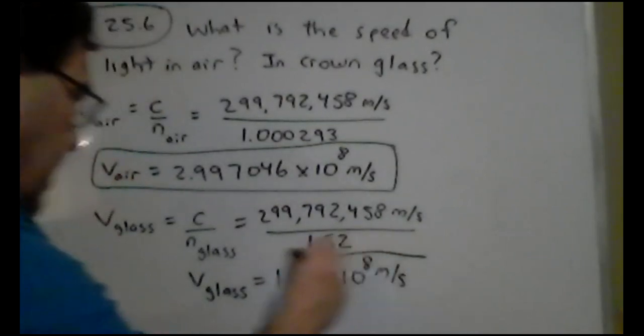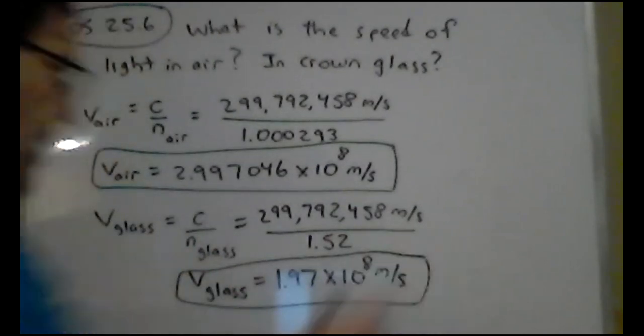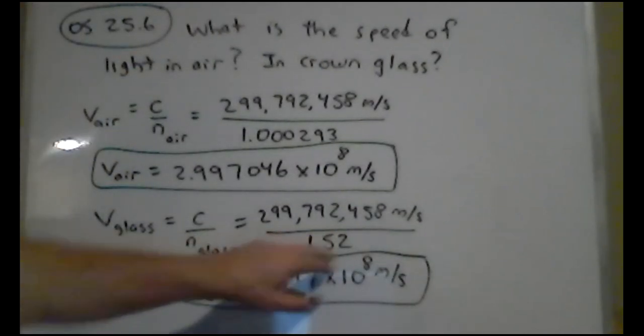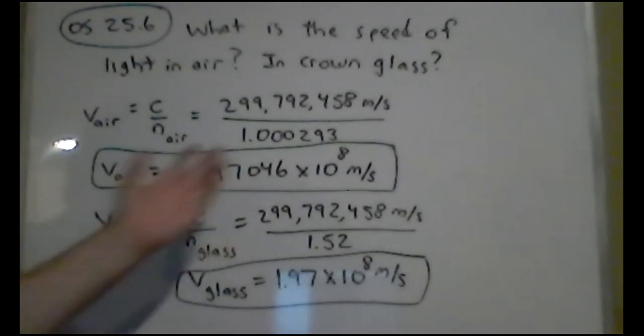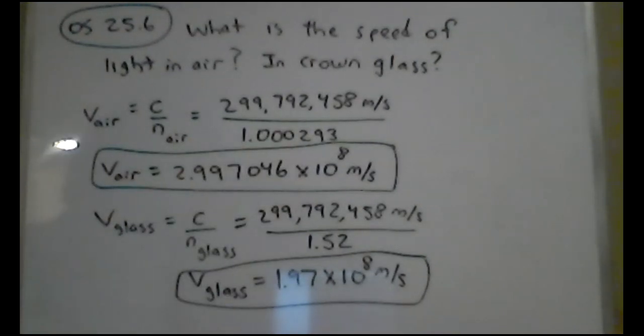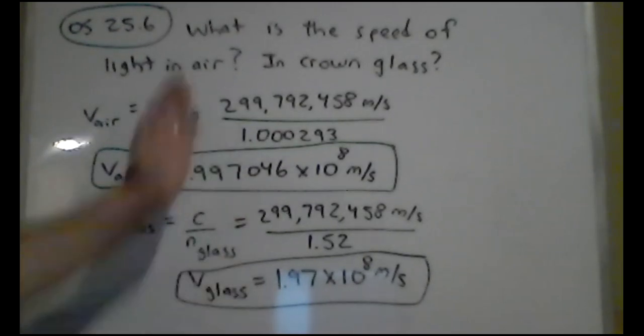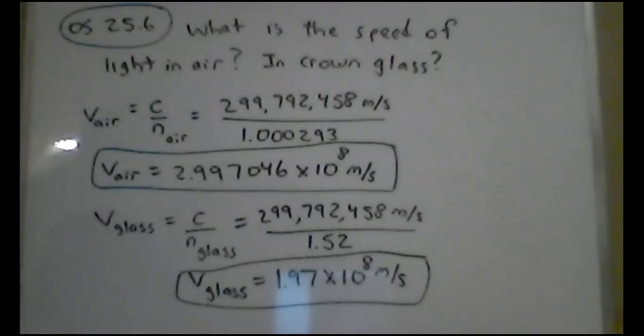Now, I didn't take as many decimal places because I don't know the index of refraction of crown glass to more than about 3 significant figures, unlike air, which I know to about 7 significant figures. I know the speed of light exactly in a vacuum, and I can argue many more decimal places for the speed of light in air than in crown glass. That's why you see fewer decimals.